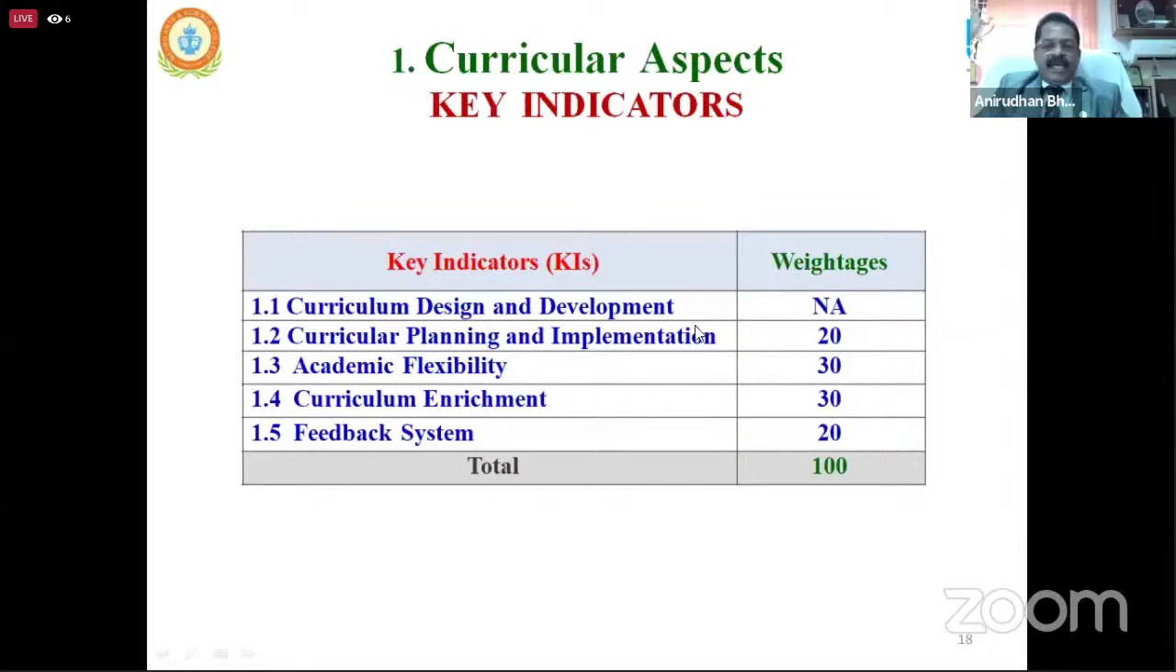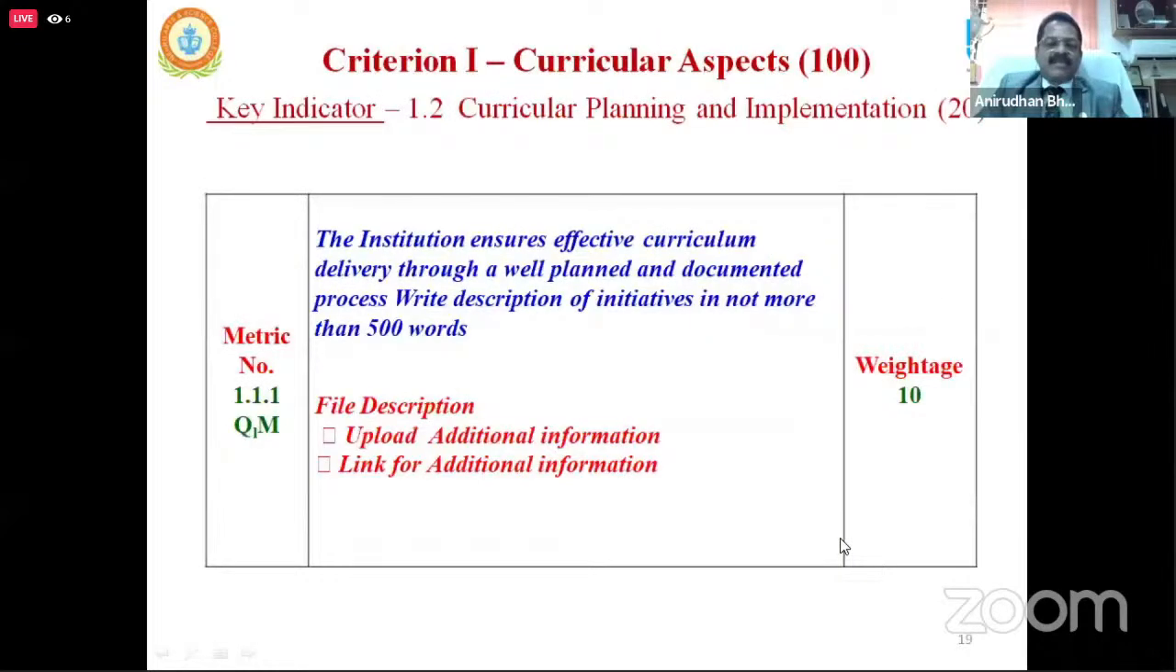So for the affiliated college, when it becomes an autonomous college, the weightage goes different. And next slide, we'll see the key indicator for Criterion 1, curriculum planning and implementation. So this is for 20 marks. Out of 100, curriculum planning and implementation carries 20 marks. In the 20 marks, there are 3 divisions. And the first division is metric number 1.1.1. And this is a quantitative metric. So you'll see QnM, every quantitative metric, we have to upload that.